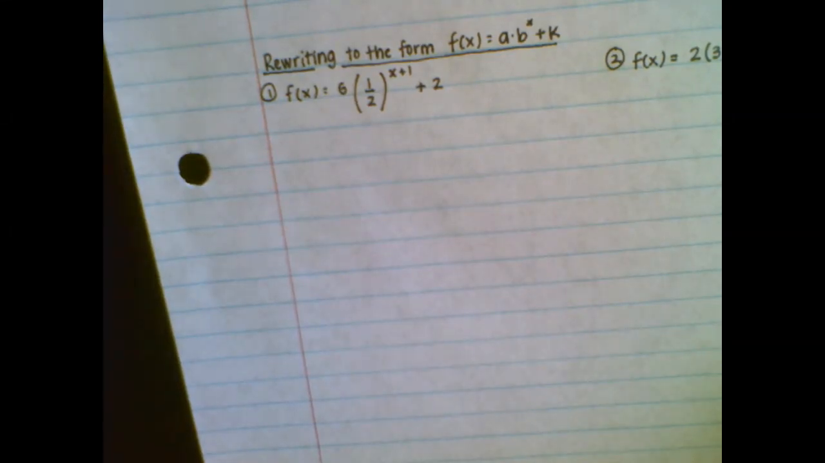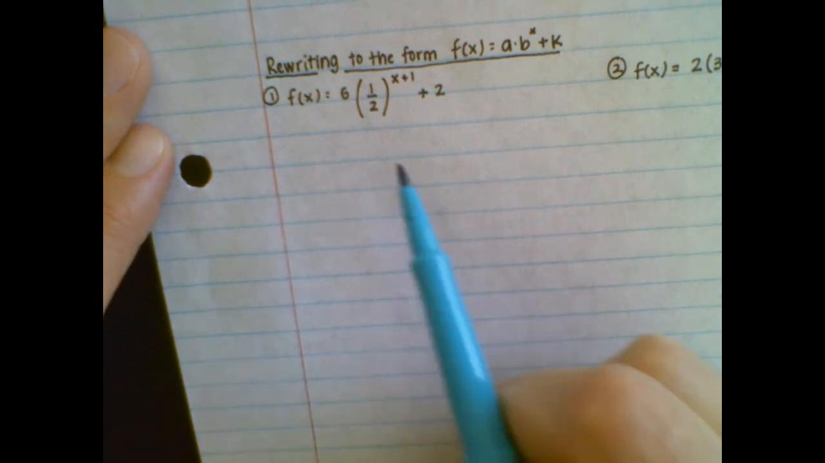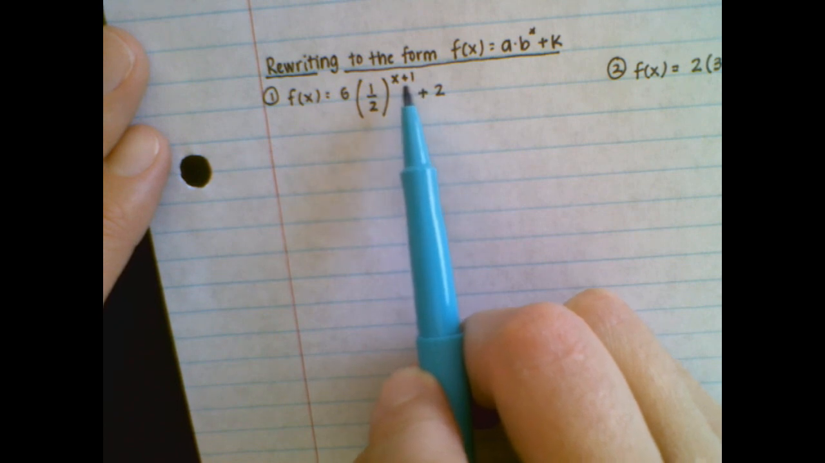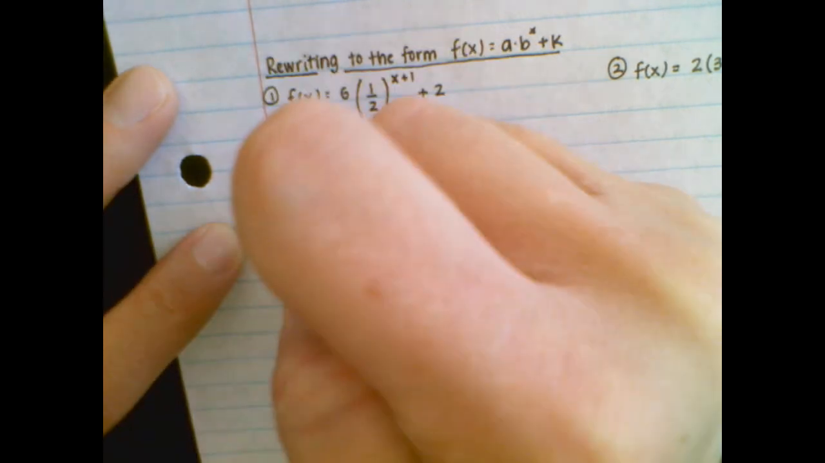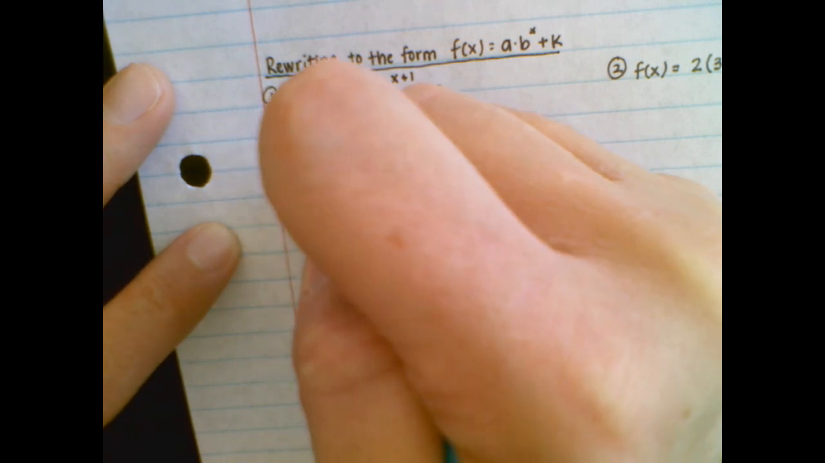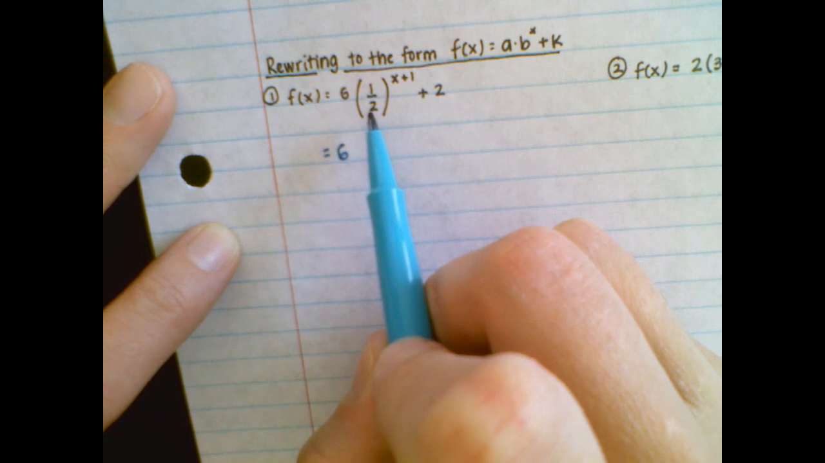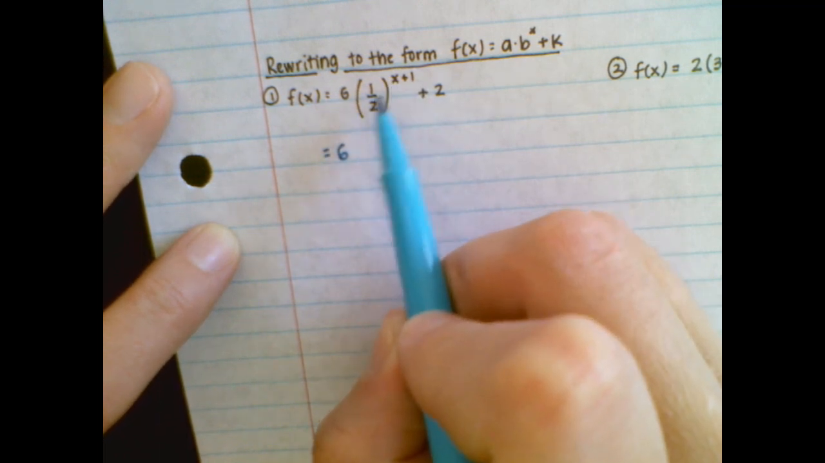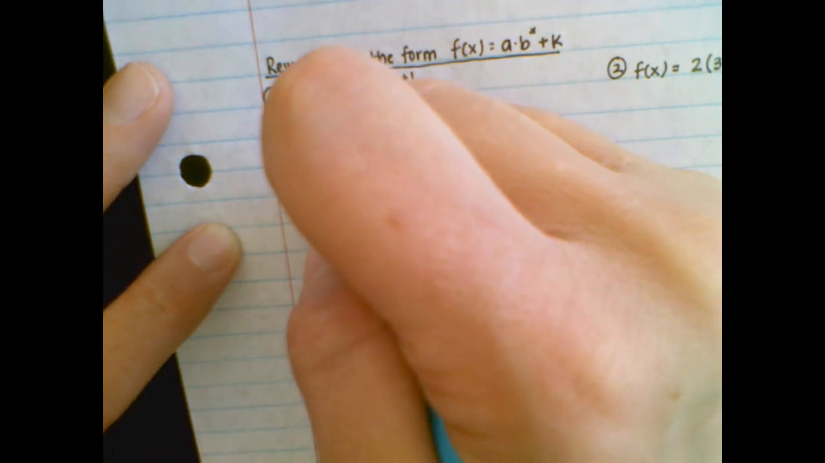Right, so we're going to rewrite to the form of f of x equals a times b to the x plus k. So you'll notice that this is not in this form right now because we've got an x plus 1 in our exponent. So using our exponent rules, I'm going to rewrite this. I'm just going to bring down the 6, but I'm going to split up that 1/2 into two different bases, one with an exponent of x and one with an exponent of 1. So this is all going to be multiplication.